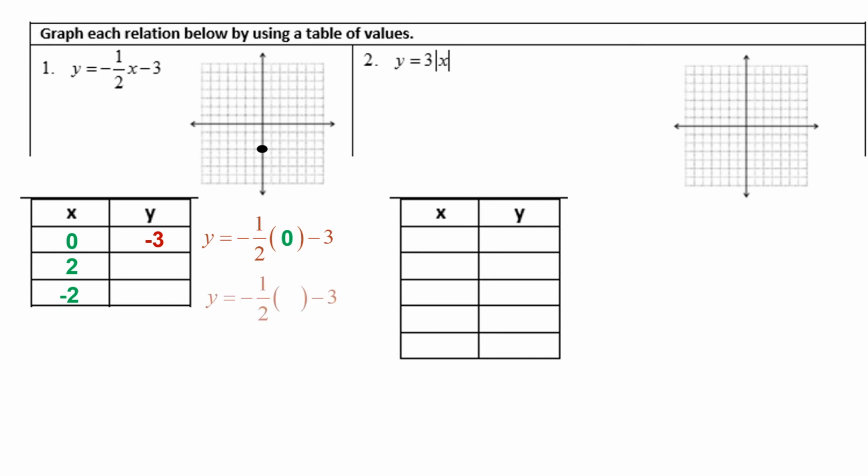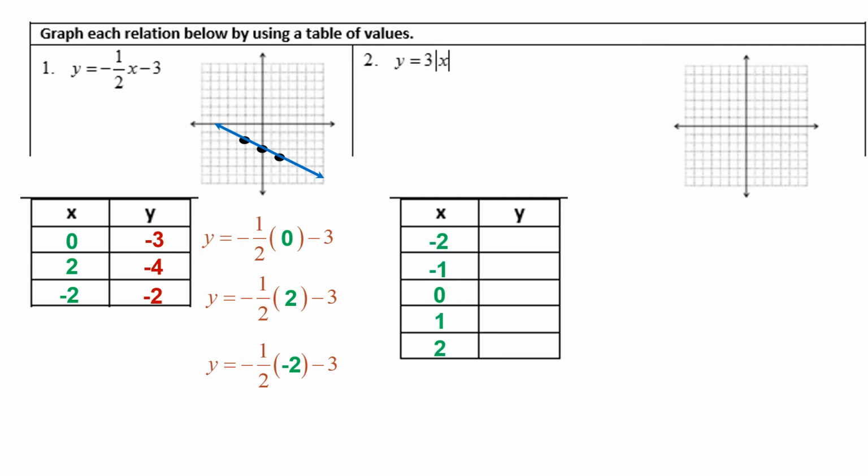There's the point plotted. We open up our parentheses, and this time we put in a 2, and we get out -4. We do it again. We open up our parentheses, we put in a -2, and we get out -2. We're graphing these points, and we could extend a line with arrowheads. There we go. We just graphed this first relation.